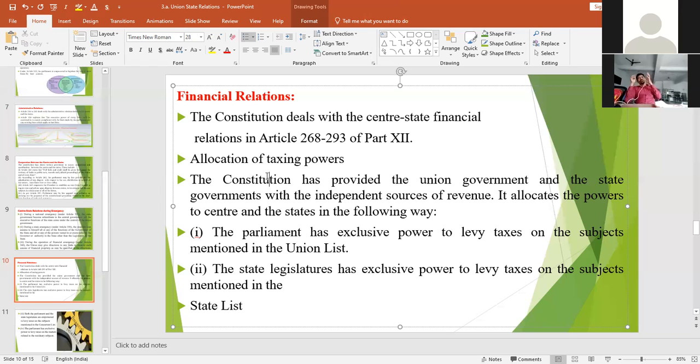And some of the items were kept in the concurrent list. In the concurrent list, approximately more than 50 items are there. In the matters of the concurrent list, the central government has more power than the states. The central government collects the taxes and supplies them to the states. So these kinds of financial relations are mentioned in the Constitution of India under Articles 268 to 293 under Part 12.